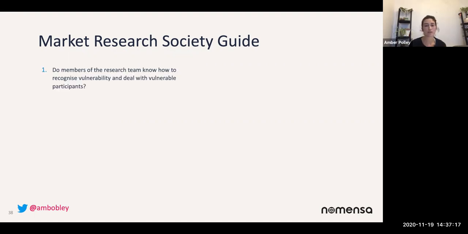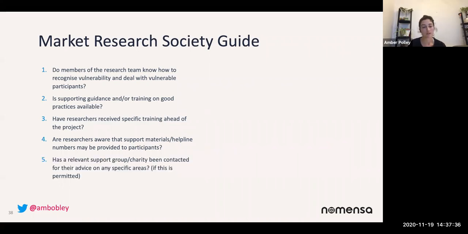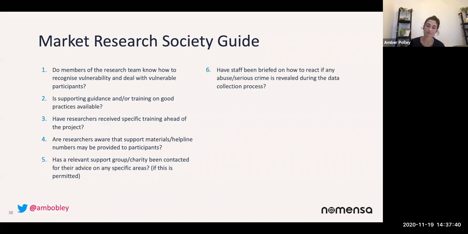So number 1, do members of the research team know how to recognise vulnerability and deal with vulnerable participants? Is supporting guidance and/or training on good practices available? Have researchers received specific training ahead of the project? Are researchers aware that support materials and helpline numbers may be provided to participants? Has a relevant support group or charity been contacted for their advice on any specific areas? Have staff been briefed on how to react if any abuse or serious crime is revealed? I think during the research sessions, this is where you heavily rely on that professional support.